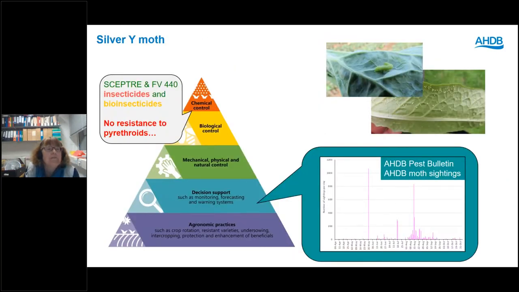And then on to silver Y moth, again, another migrant moth. Again, we looked at insecticides and bioinsecticides in SEPTA and FV440. And so far, there's no resistance to pyrethroids. And I forgot to say that the diamondback moths that have been tested, that have come into the UK, tested by Steve Foster at Rothamsted, have been resistant to pyrethroids. And again, what we've done is to post citizen science information on the website. And this year there were isolated incidents of severe damage by silver Y moth.